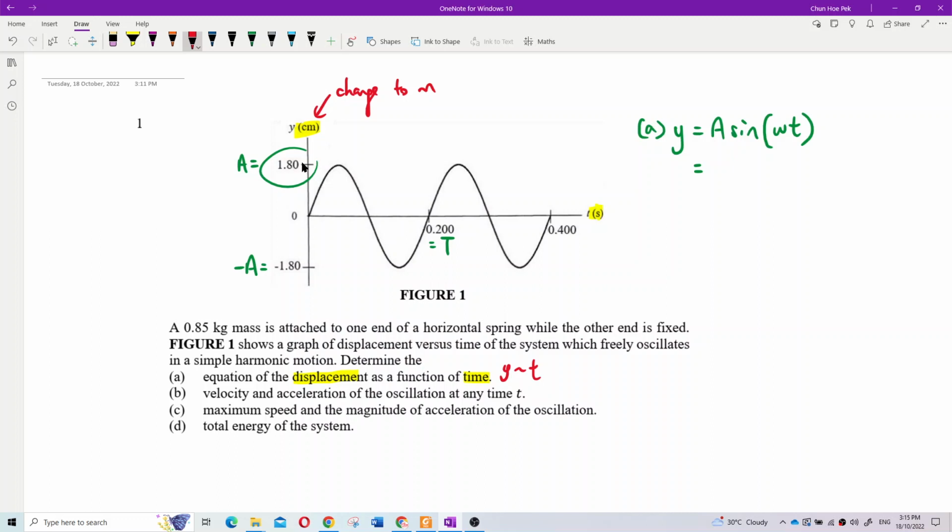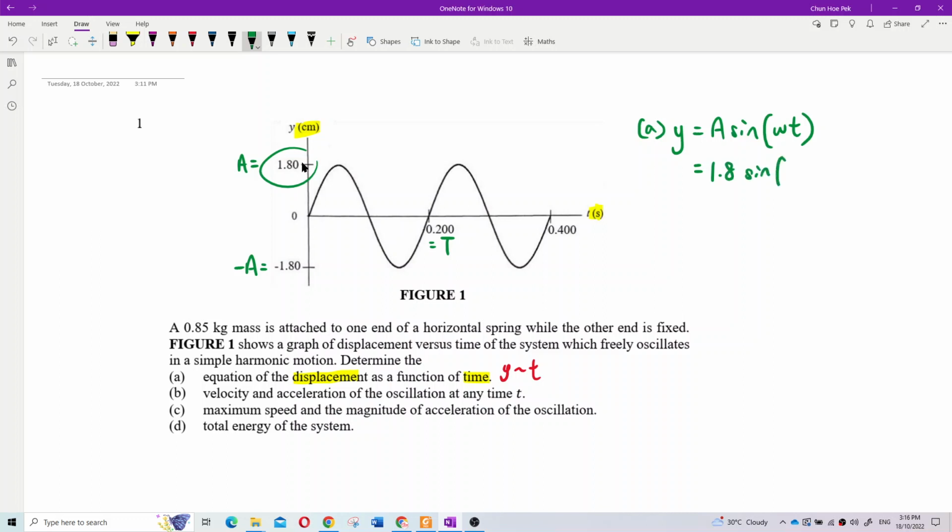Anyway, you can actually still maintain it as centimeter. Let me tell you why. You can still maintain it as centimeter, but you must pay attention to the unit. Let me show you how. So the amplitude is 1.8 centimeter.